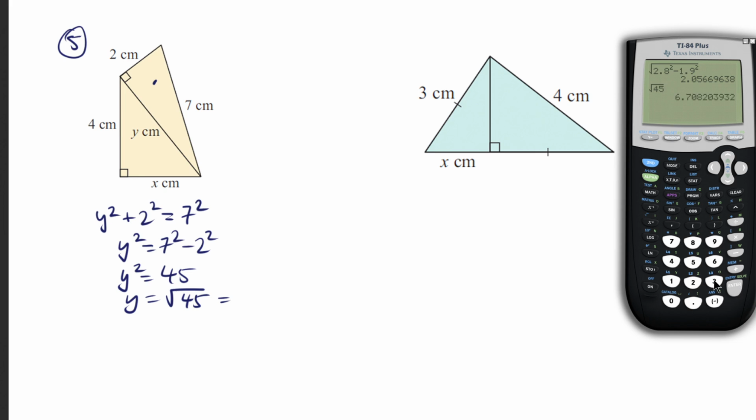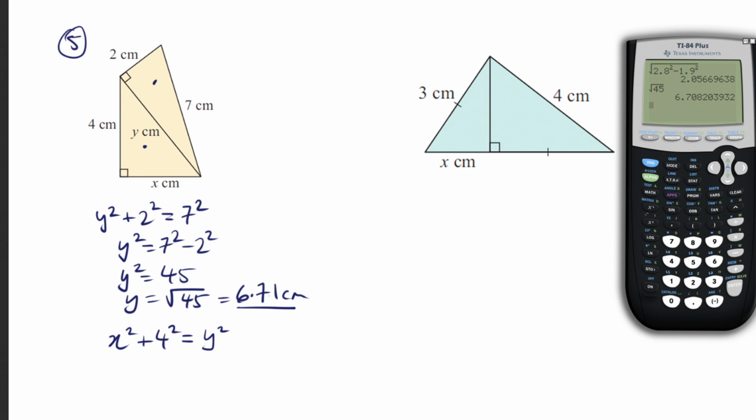So 6.71 centimeters. Now let's find x now. So this time we have to use the bottom triangle. So we can see that basically x squared plus 4 squared has to be equal to y squared. Now what is y squared?